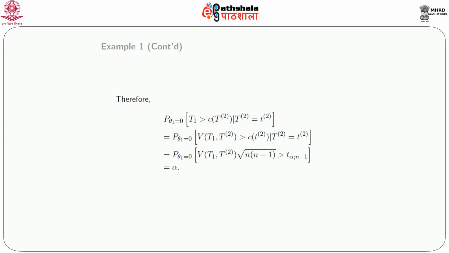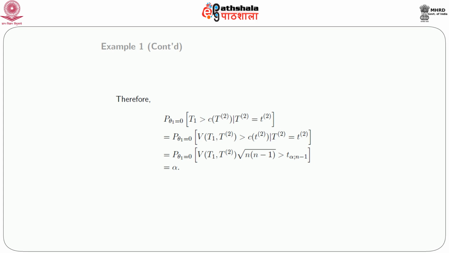Therefore, probability under θ₁ equal to 0 of T₁ > c(T₂) given T₂ is actually probability under θ₁ equal to 0 of V(T₁, T₂) > c(T₂) given T₂, and it is actually probability under θ₁ equal to 0 of V times the square root of n times (n minus 1) greater than t_{α, n−1}.